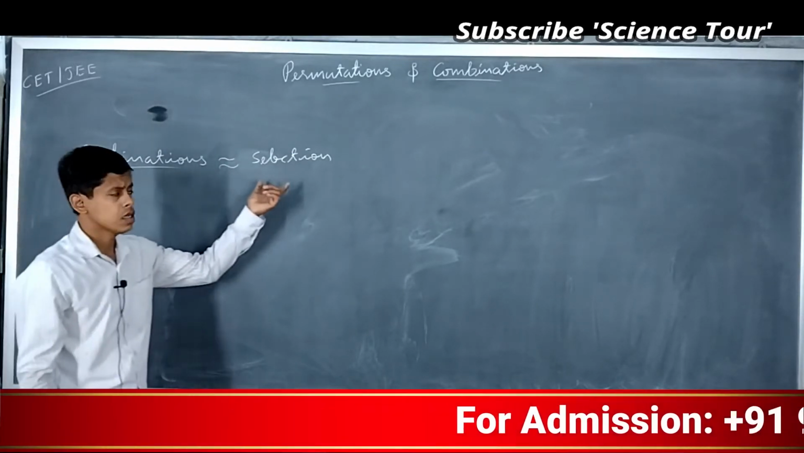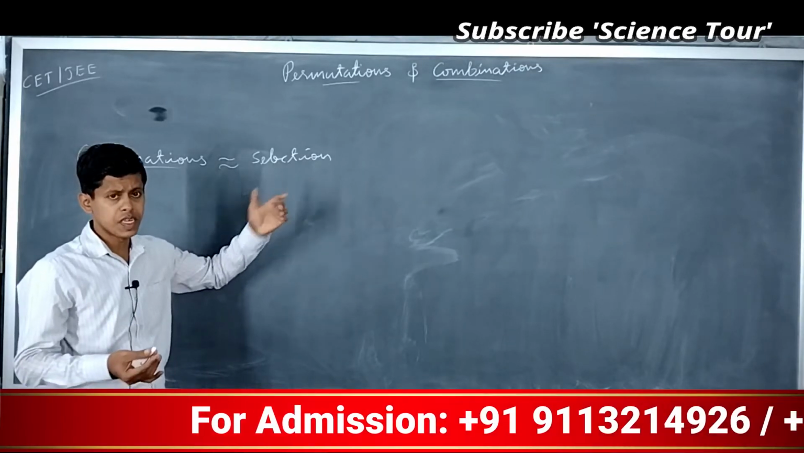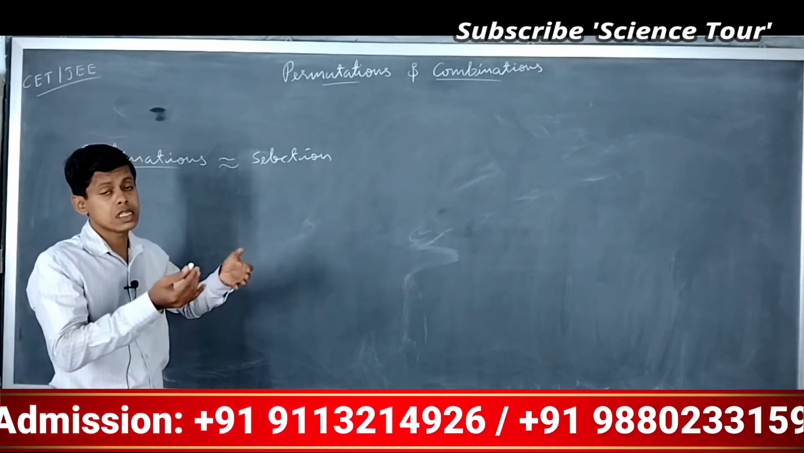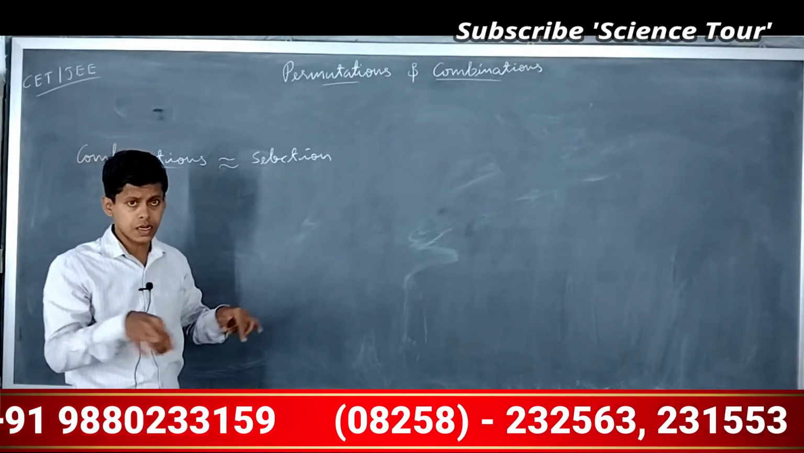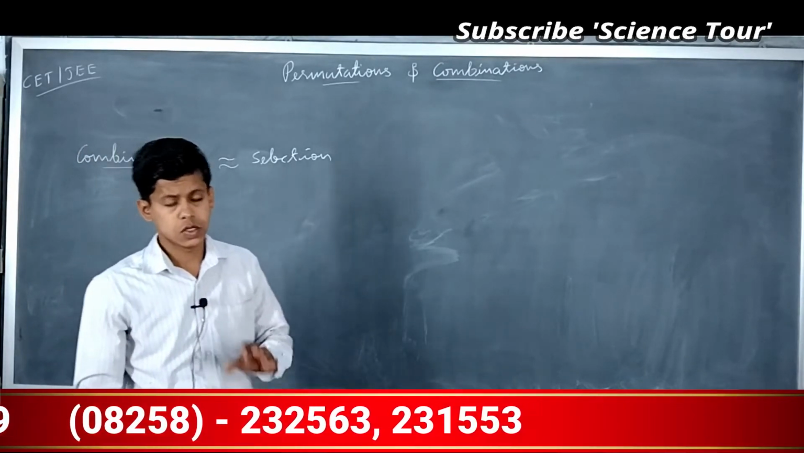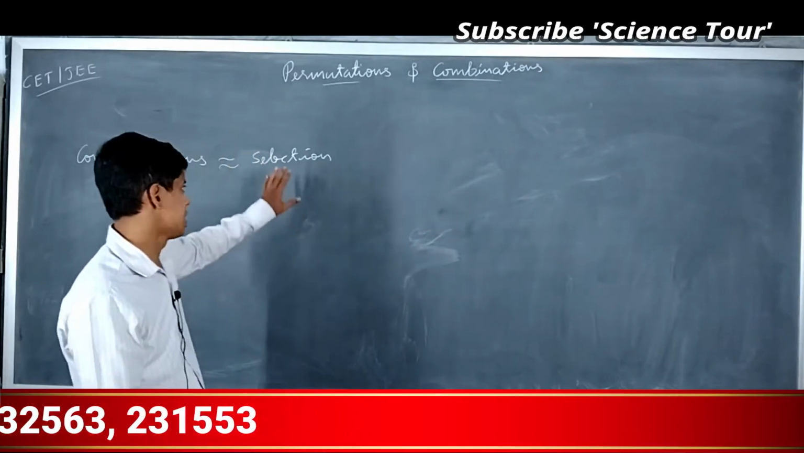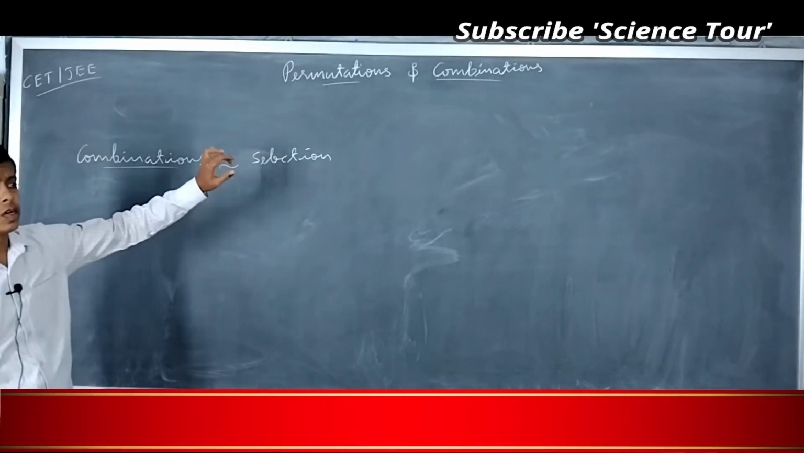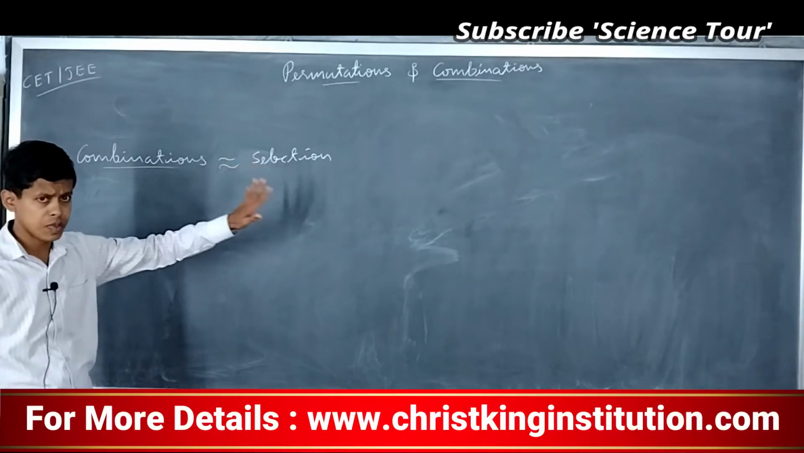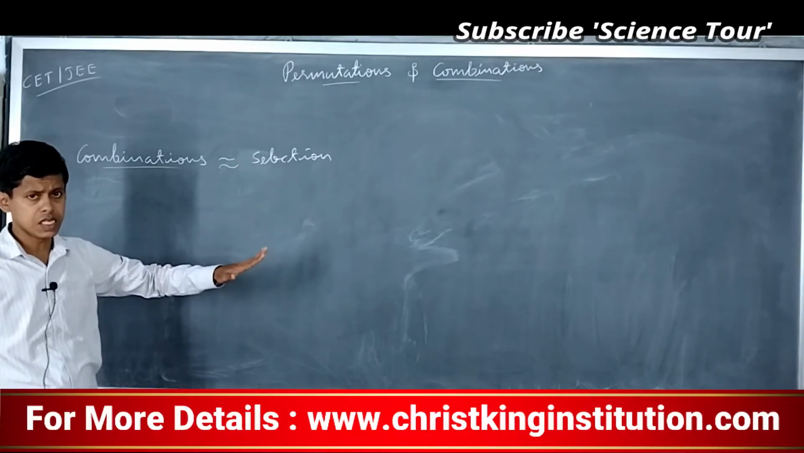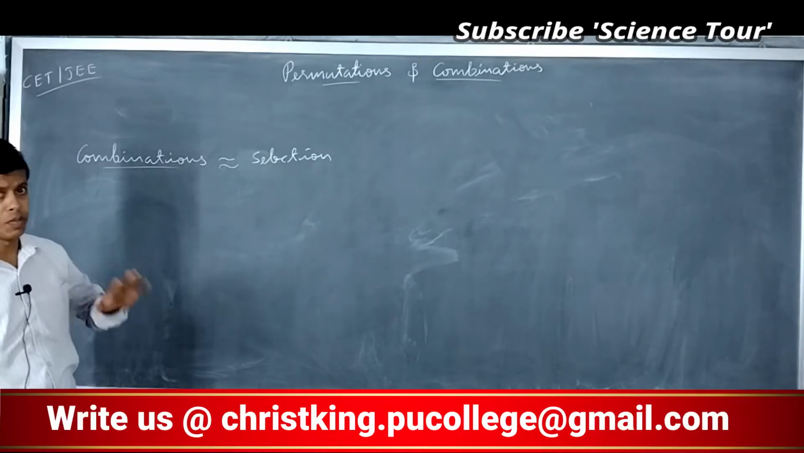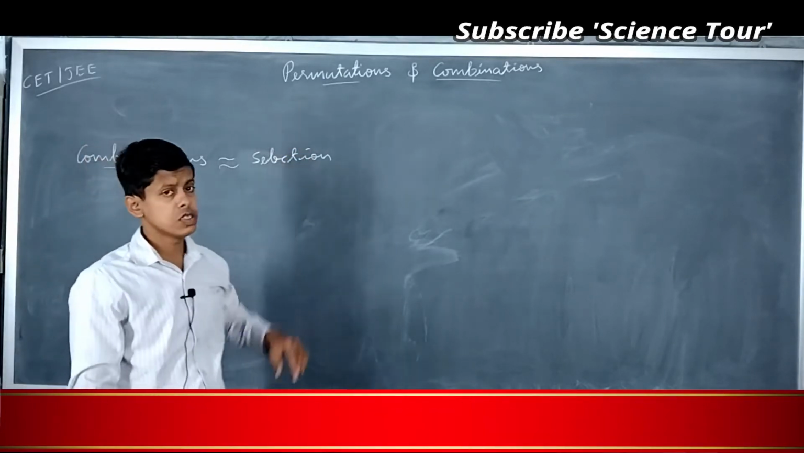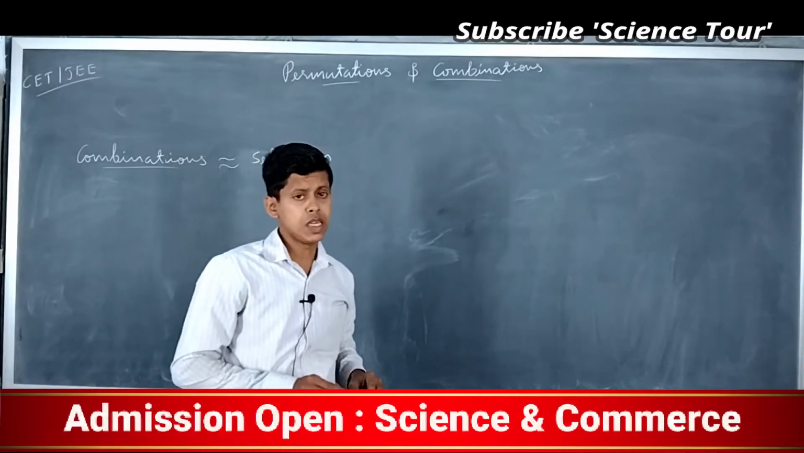So we are making different teams, we are making different groups by selecting the members or selecting the objects and making groups. So this is basically the selection. Whenever you see that you have to make a group, make a team, make a committee, in those cases you have to use combinations. Whereas permutations means arrangement. Let me explain what's the difference.